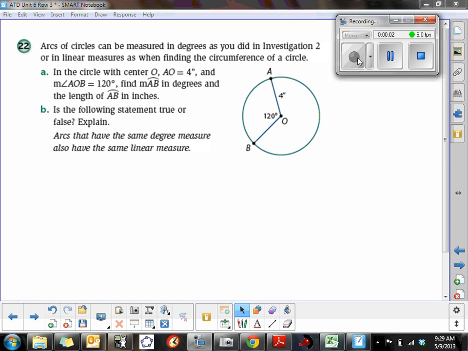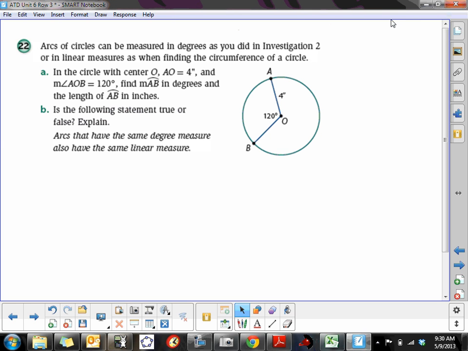Okay, I have a little video to show you some thinking of how to do question number 22 on the row 3 homework, so this is OIO number 22. This is comparing the difference between measuring an arc in degrees and measuring an arc in length. So arcs of circles can be measured in degrees as you did in investigation 2, or in linear measures as you did when you find the circumference of a circle.